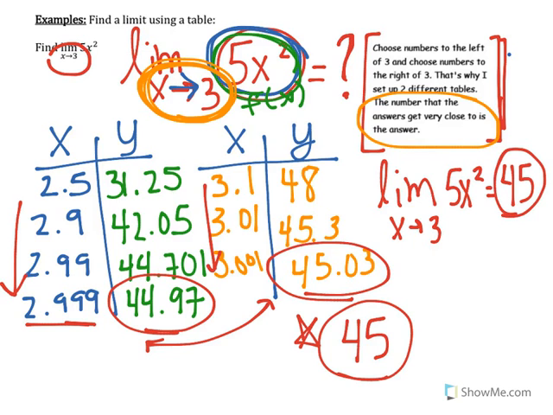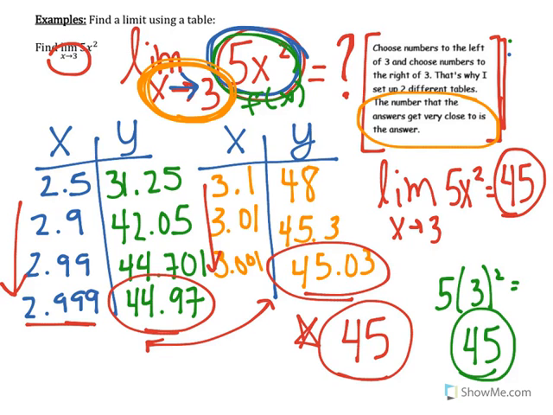What's another way that we can do this? Well, let's try to plug 3 in. 5 times 3 squared. 3 squared is 9. 5 times 9 is 45. So in this case, sometimes, and we'll talk about when this case is, sometimes when we have a polynomial, when we have a function, we can just plug the x value straight into the function in the limit, and we will get an answer. Okay? But you can always use a table to help you. You're going to look at the x value you're approaching and get closer and closer to that value.